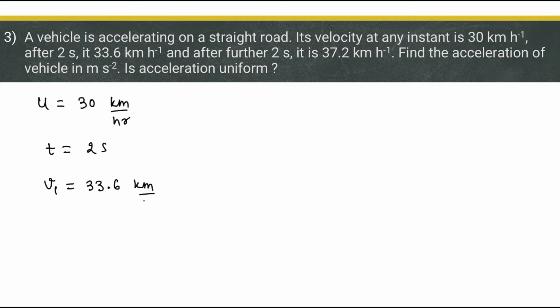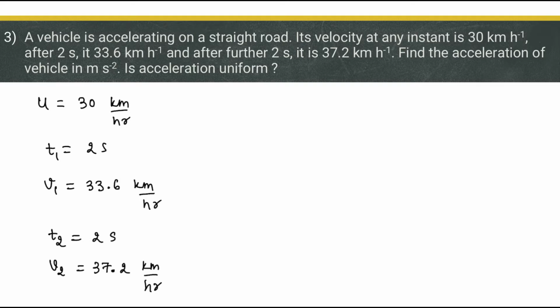33.6 kilometers per hour. And after further 2 seconds, okay, so let us write this time as t2, 2 seconds, velocity becomes 37.2 kilometers per hour. Find the acceleration of the vehicle in meter per second square, and is the acceleration uniform? That is the question.